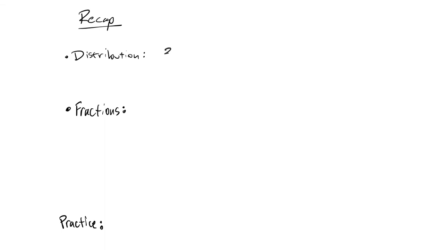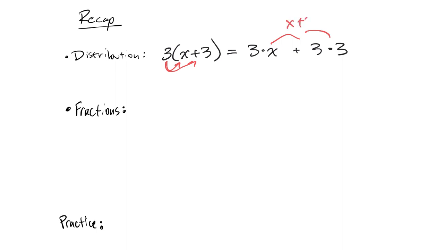All right, so to recap. Distribution. So we have a number on the outside of some parentheses. And this number is really being multiplied to both of these terms on the inside. 3 times x plus 3 times 3. So if you think about it, here's your x plus 3. And each of those is being multiplied 3 times.